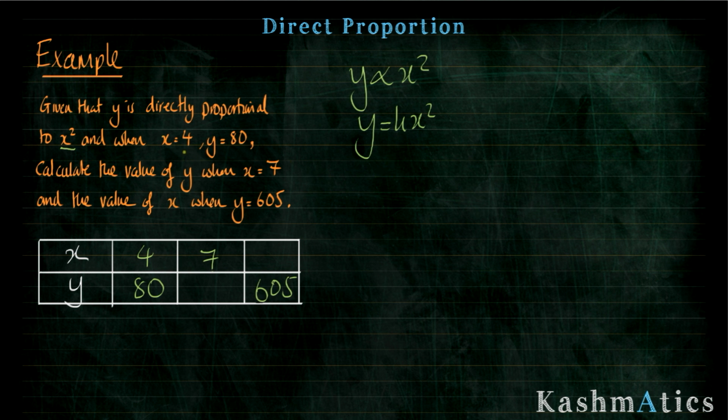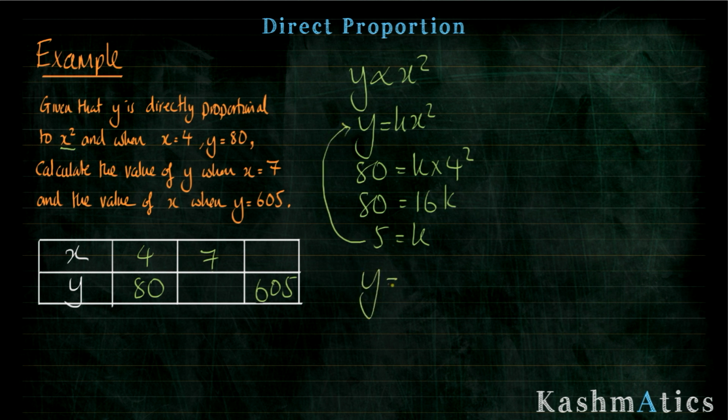Okay, so then we plug in our pair of values. So x equals 4 and y equals 80. So y is 80, so 80 is equal to k multiplied by 4 squared. So 80 is equal to 16k, because 4 squared is 16. So I need to divide by 16 here. So if I divide by 16, I get 5 is equal to k. All right, and just like before, I plug that back into here, and I get y is equal to 5x squared. Okay, so that is my relationship between y and x.